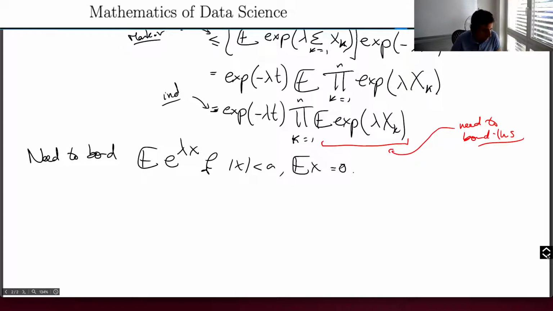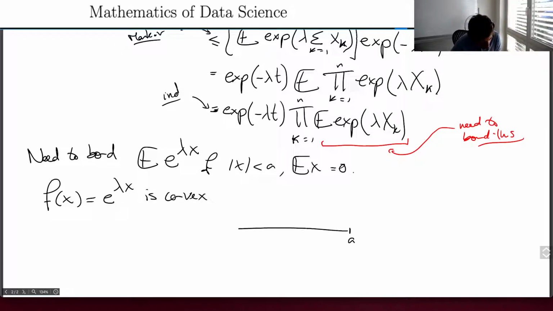We do this with convexity. So f of x equals e to the lambda x is convex. What does it mean? Let's draw a picture. We have a, we have minus a, and we have some x here. Now let's say I have e to the lambda a and e to the minus lambda a. The fact that it's convex means the function f of x will do something like this, but it's always below the line between them. This here is always above this here. That's what convexity tells us.